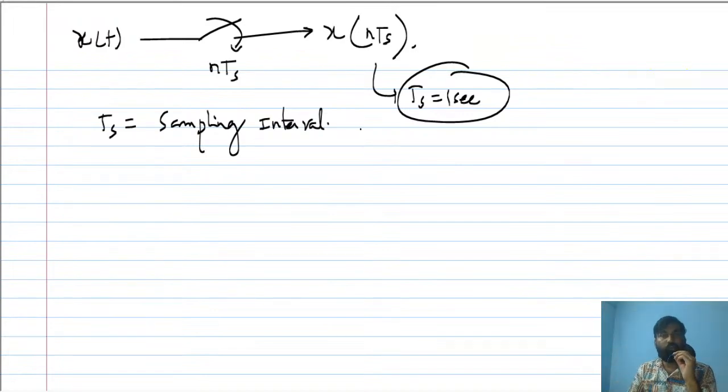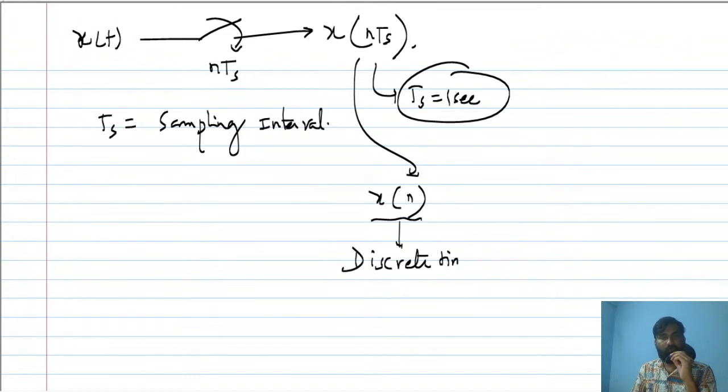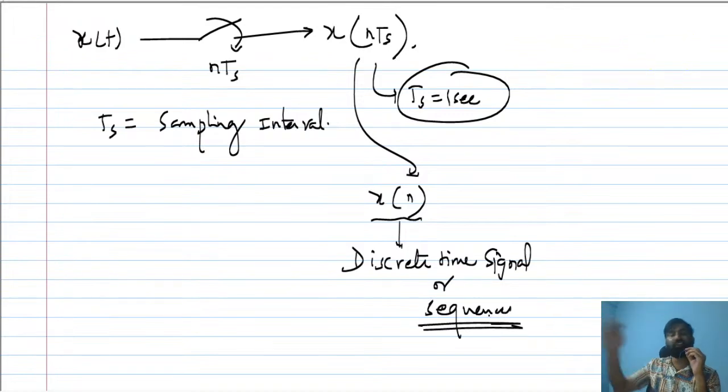So this can be written now as x of n. Sometimes we call this a discrete time signal or sequence, a sequence of numbers, because now your signal has been chopped off. Your signal has been sampled. Time has been discretized.